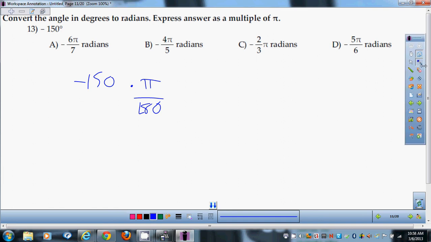Questions? And of course, if it had been from radians to degrees, it'd be 180 over pi. Next question. Begin by graphing the standard cubic function.